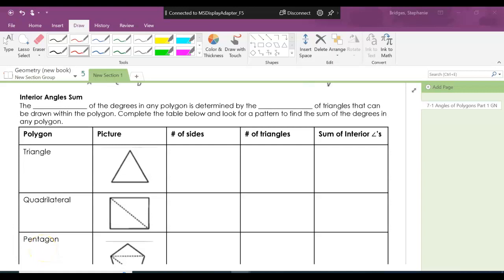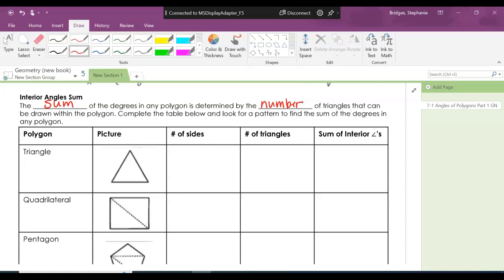All right, so what it says right there under interior angles sum is the first word we're supposed to fill in. S-U-M, that's like adding them together, sum. The sum of the degrees in any polygon is determined by the number of triangles that can be drawn within that polygon. We're going to complete the table below, and we're going to look for a pattern on how we can find the sum of the degrees of any polygon.